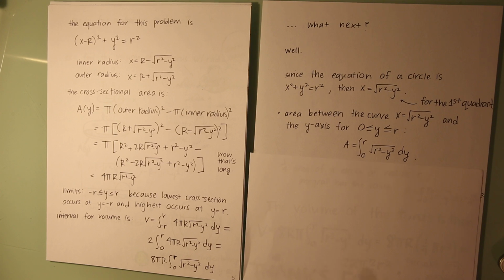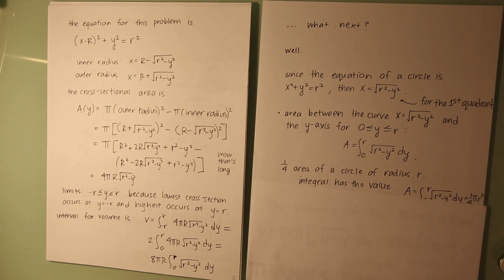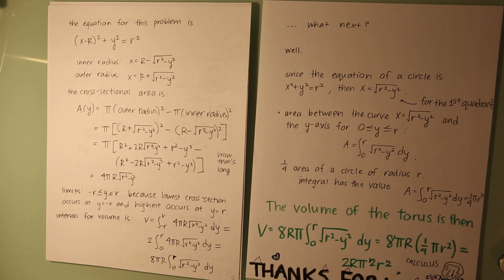Because this integral represents 1/4 of the area of a circle of radius r, we can say that this area equals 1/4 pi r squared. So, putting all this together, the volume of the torus is then 2 pi squared times big R times little r squared.